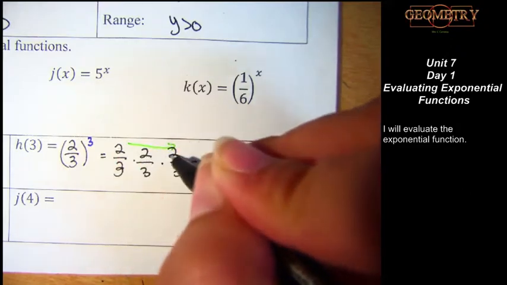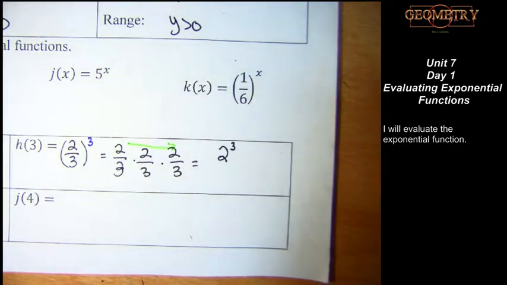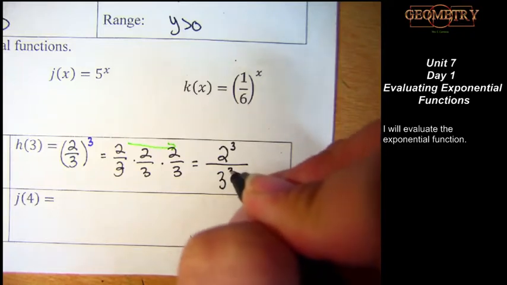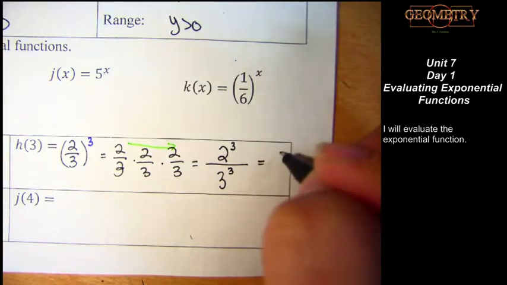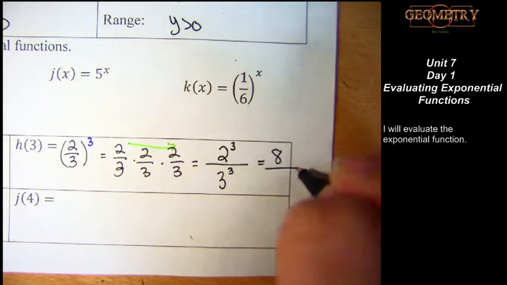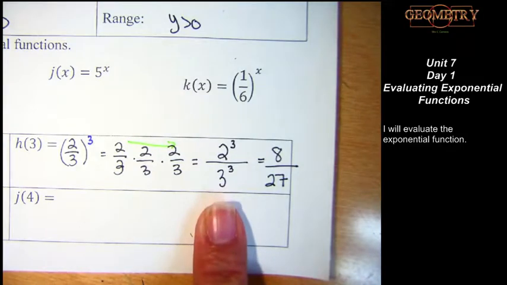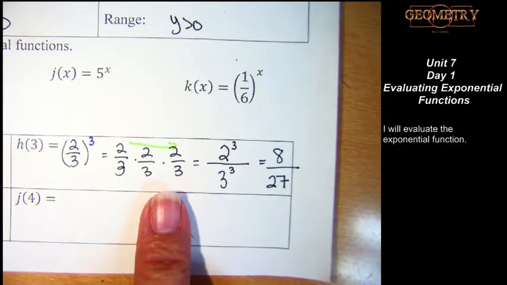2 times 2 times 2 I can think of as 2 to the third power. And then 3 times 3 times 3 I can think of as 3 to the third power. So 2 to the third is 8. 3 to the third is 27. I'm writing this intermediate step because I'm sure that by now doing this is getting annoying, and you would like a shortcut, especially for the fraction.